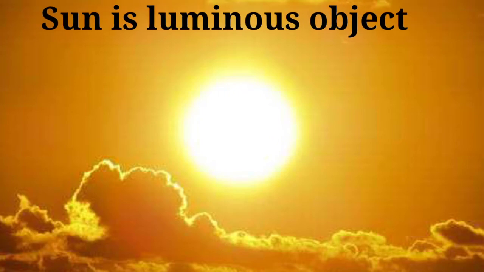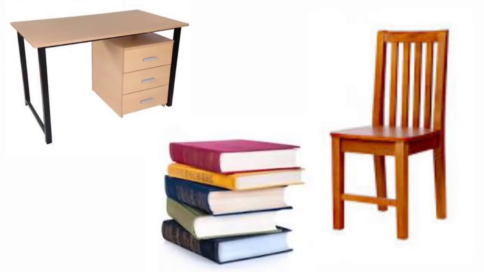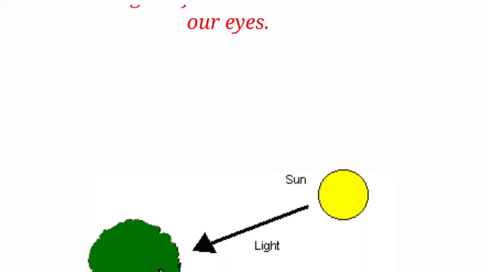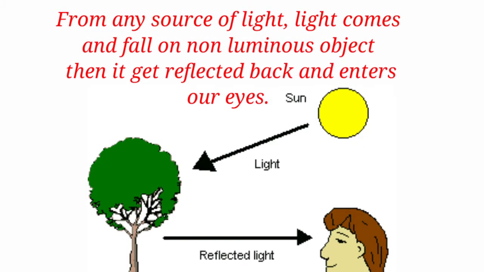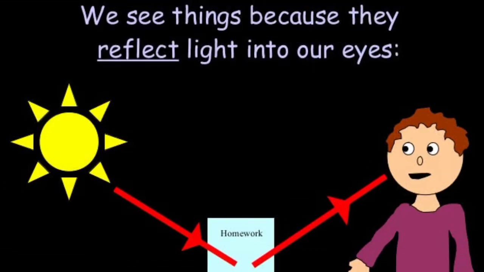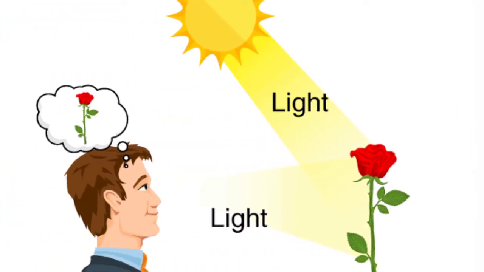But how can we see non-luminous objects like chairs, tables, books and many more objects? What is the process by which we see non-luminous objects? Let's understand that. From any source of light, light comes and falls on a non-luminous object. Then it gets reflected back and enters our eyes. Then we are able to see that particular non-luminous object. So light gets reflected back and then we are able to see all the objects that are non-luminous.